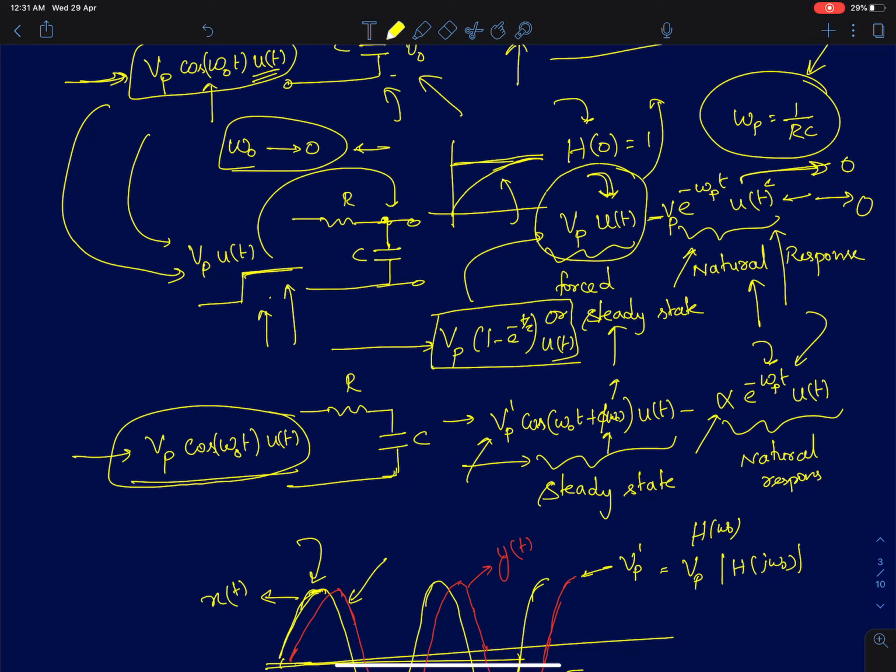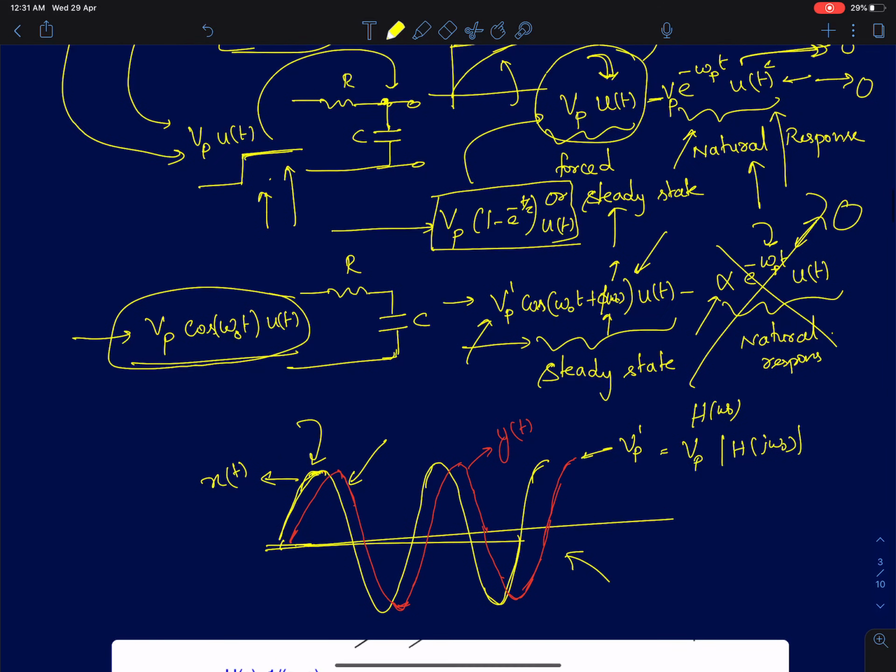I assume this. In the steady state, this term will go to 0. You will have only this term left. So that's why this is the steady state response. What we discussed a few moments ago is actually only the steady state response.